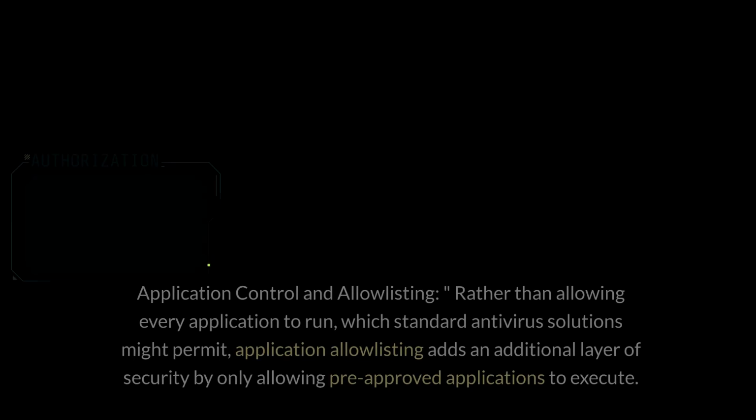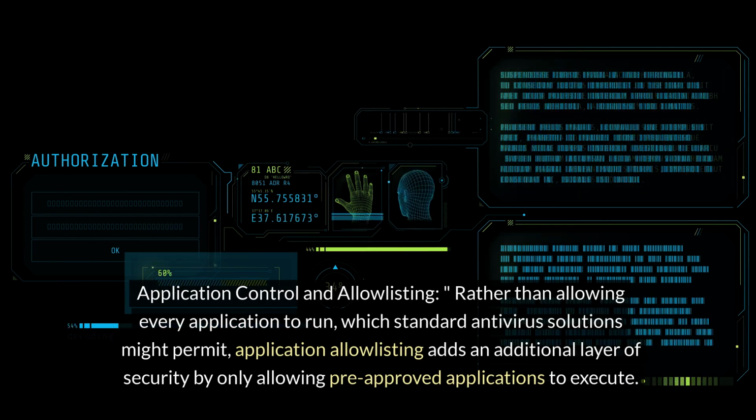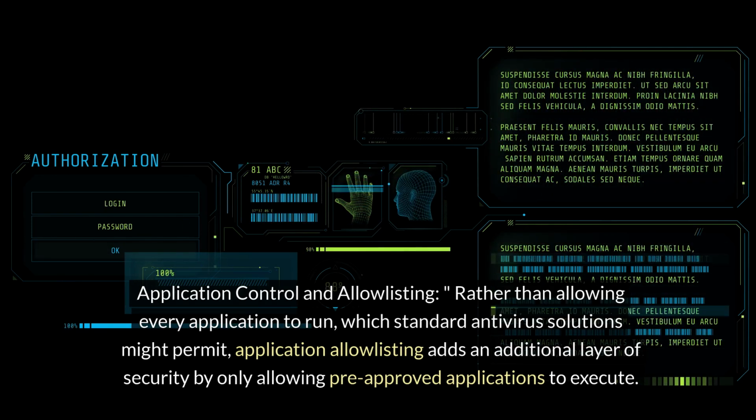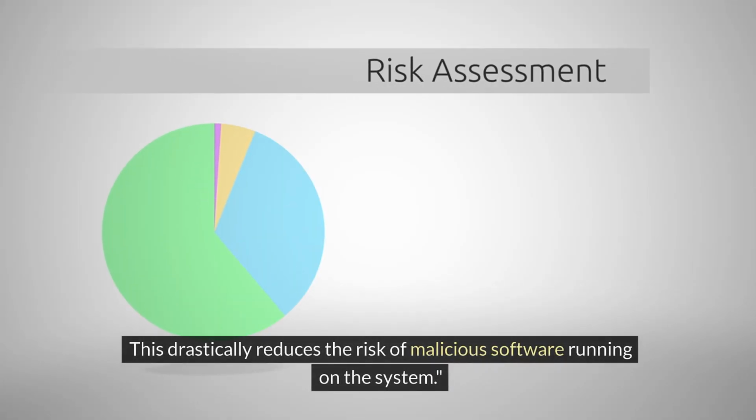6. Application control and allow listing. Rather than allowing every application to run, which standard antivirus solutions might permit, application allow listing adds an additional layer of security by only allowing pre-approved applications to execute. This drastically reduces the risk of malicious software running on the system.